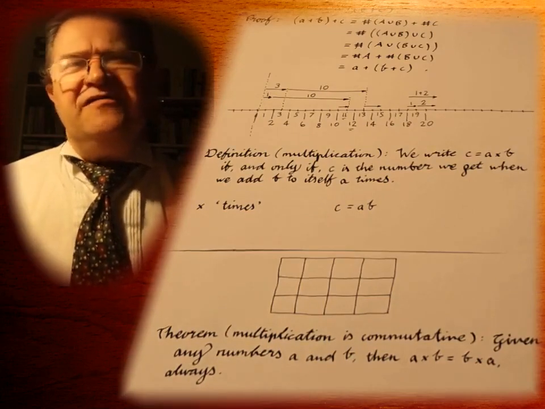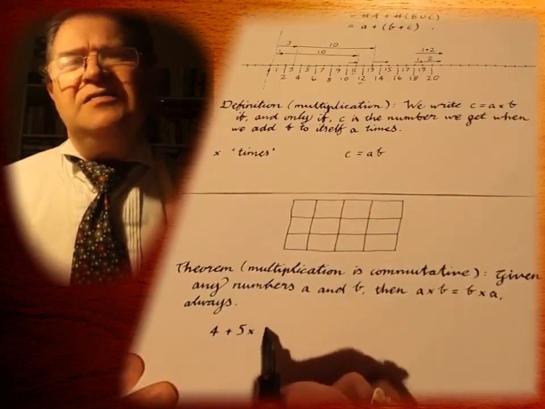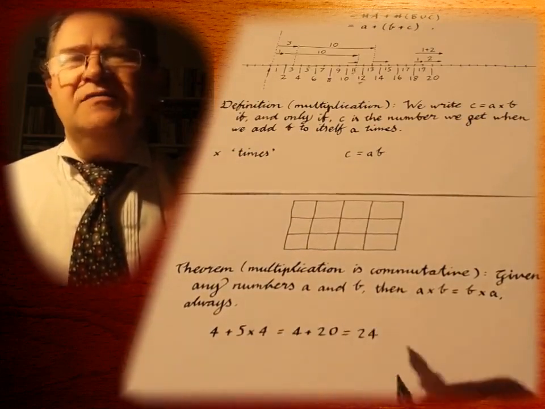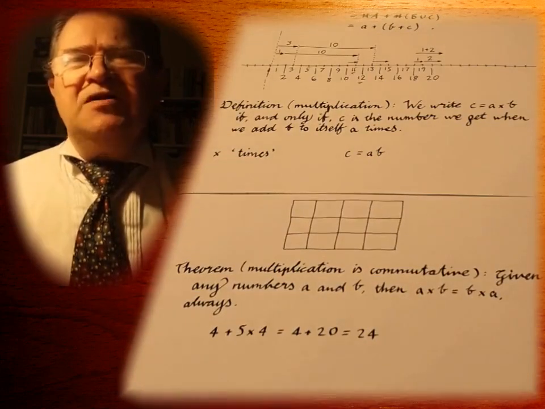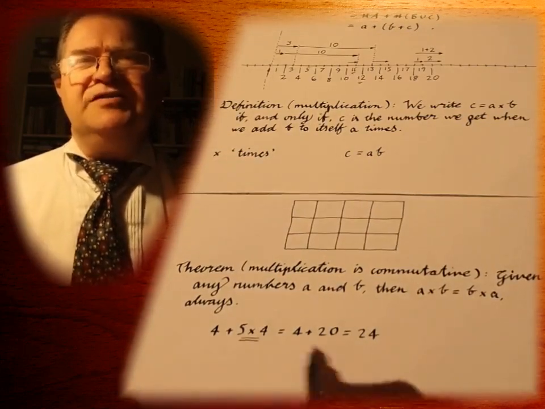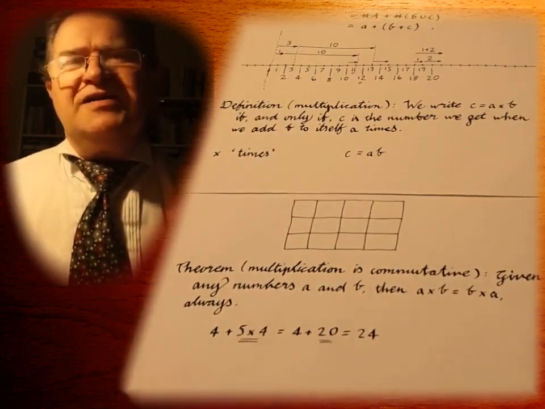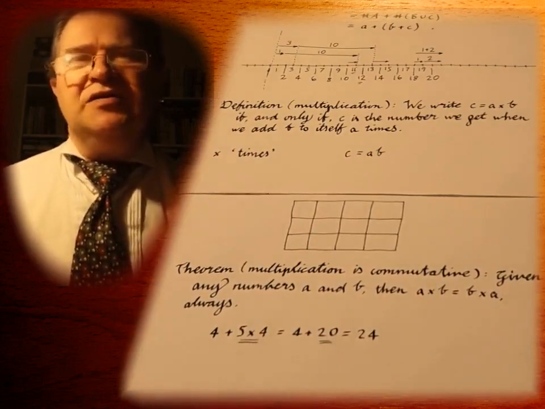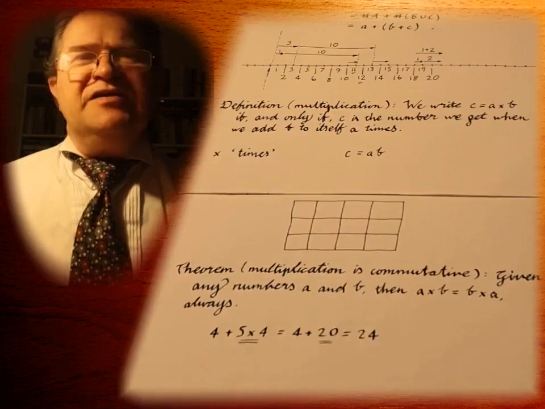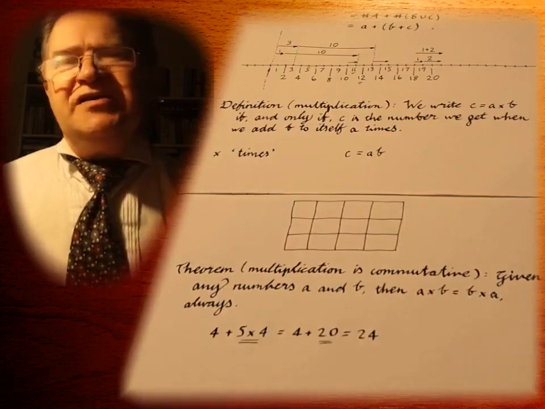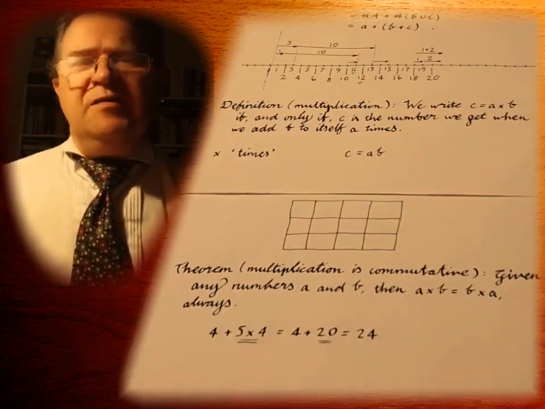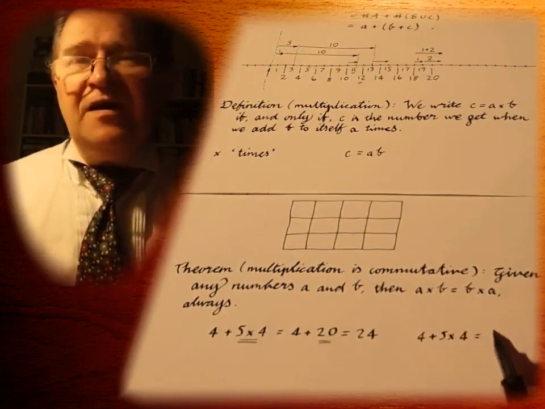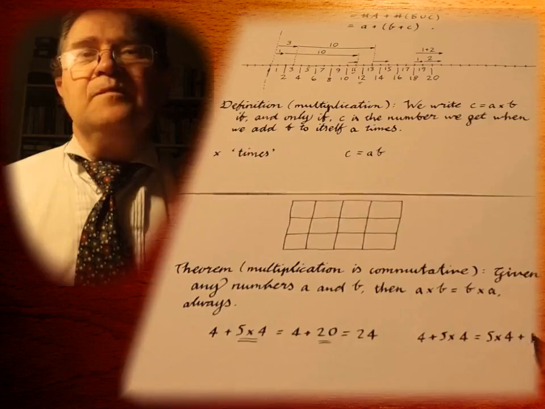Note that the expression 4 plus 5 times 4 is equal to 4 plus 20, which is equal to 24, i.e. we perform multiplication before addition. There's no new mathematical idea involved here, it's purely how the symbology is defined to work. It follows immediately that with commutativity of addition, we can infer that 4 plus 5 times 4 is just the same thing as 5 times 4 plus 4.